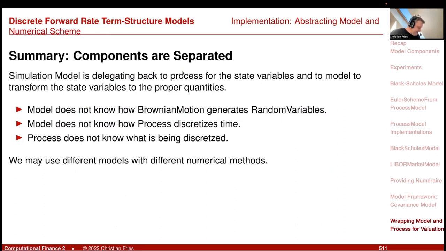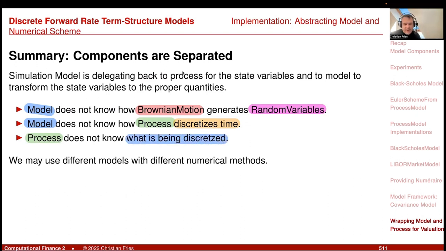Summary: my components are nicely separated. So what we separated are numerical methods. How do random variables perform calculations, how does the Brownian motion generate the randomness from the model. So the model does not know how the Brownian motion generates its random variable. We also separated the Euler scheme, time discretization, from our model specification. The process does not know what is being discretized. This knowledge is in the model.